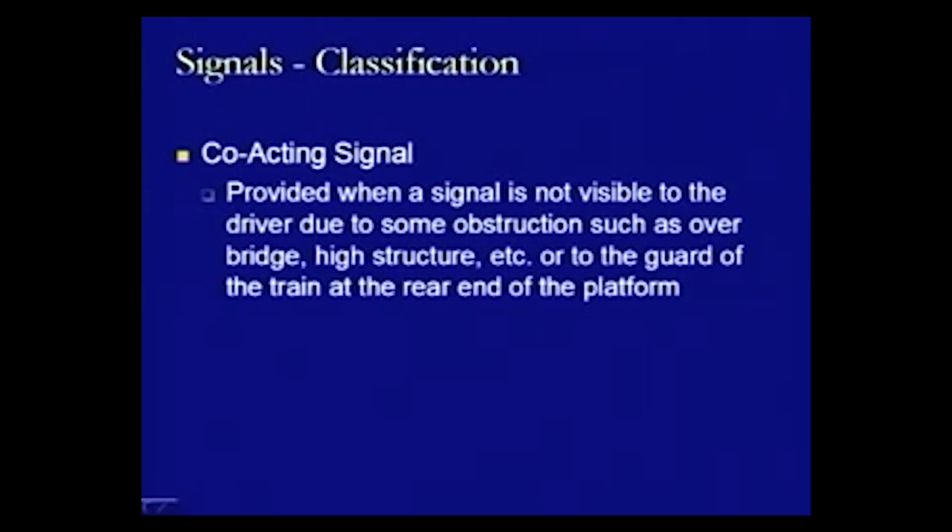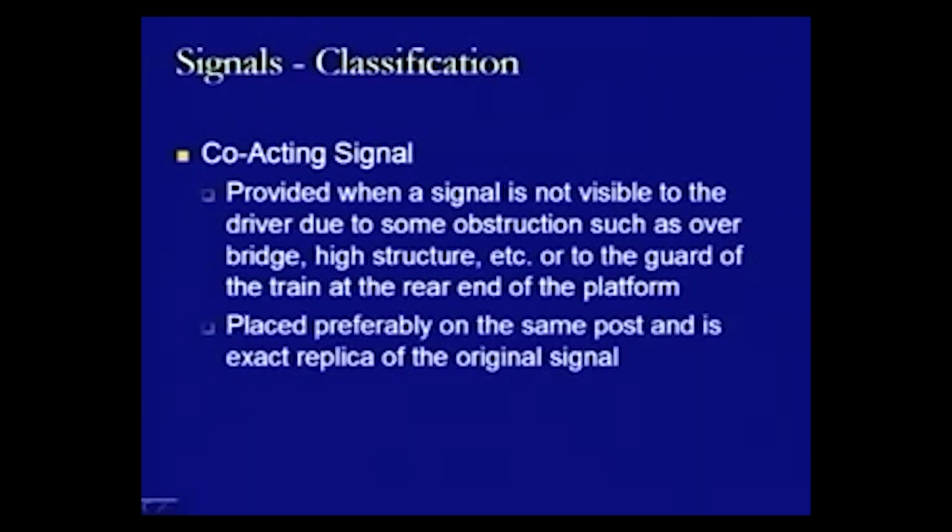Here we are talking about another condition where certain structures have been provided on the platform itself, like the bridges for the pedestrians to cross and come to the other side of the platform. In such conditions, sometimes this comes in the line of sight of the driver or the guard, and they are not in a position to see the main signal. So, in that case a co-acting signal is provided, and this co-acting signal is placed preferably on the same post, and it is an exact replica of the original signal.